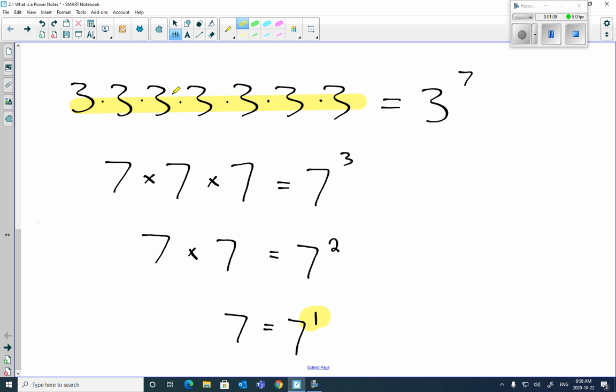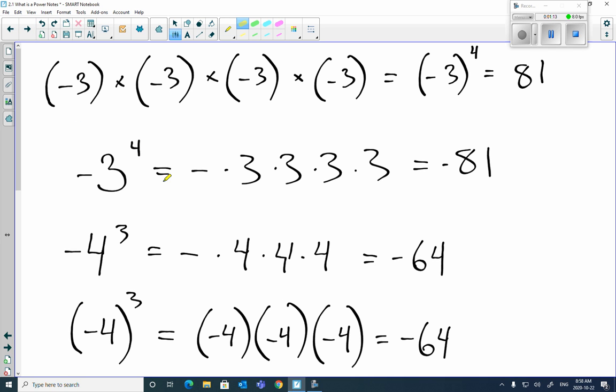Okay, now flip the page. It's going to be a blank page for you, but what I'm doing is a bunch of examples. So now let's do -3 in brackets. A little different: -3 times -3 times -3 times -3. All those -3's are in brackets, so when we do this with the exponent, we have to put the -3 in brackets. You can plug that into your calculator and you get 81.